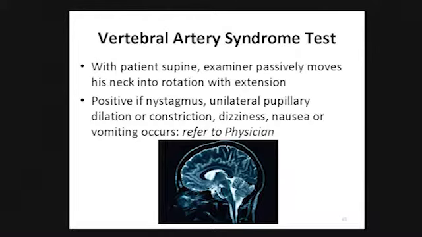How about another test that's typically not done in many situations? Vertebral artery syndrome. If a patient's saying they're getting dizzy, and you're asking them on their intake, well, when do you get dizzy? I get dizzy when I move my head around. Well, is it vestibular? Is it circulatory? How do you know? Well, vertebral artery syndrome test. And this test is performed by people who are licensed to do so, of course.